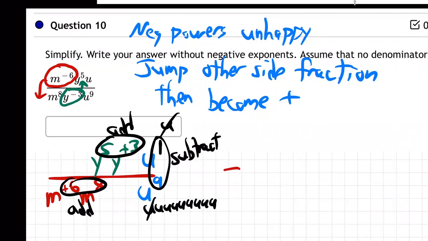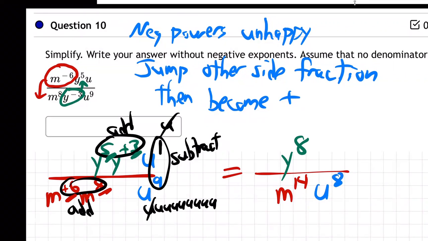So with all this, what's left then? On the top, the y's add to be y to the 8, right? The 5 and the 3. On the bottom, the m's add, 6 and 8, 14. You good there? And then the u's subtract, as we said, leaving u to the 8 on the bottom because 9 minus 1 is 8, and there's more on the bottom. And that's your final answer. Type it in just like that. There we go.